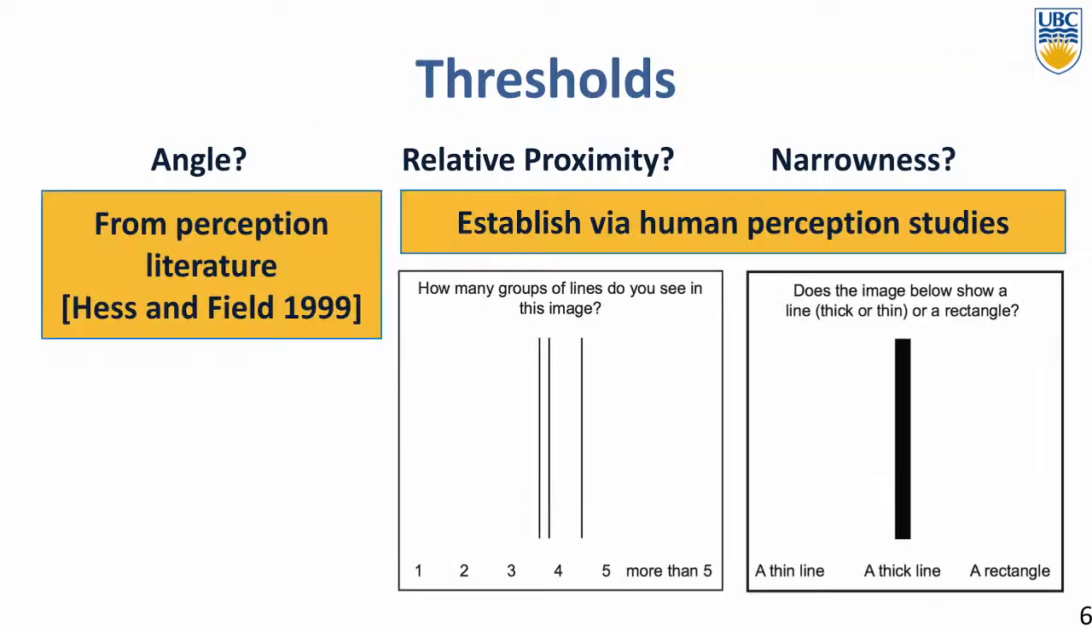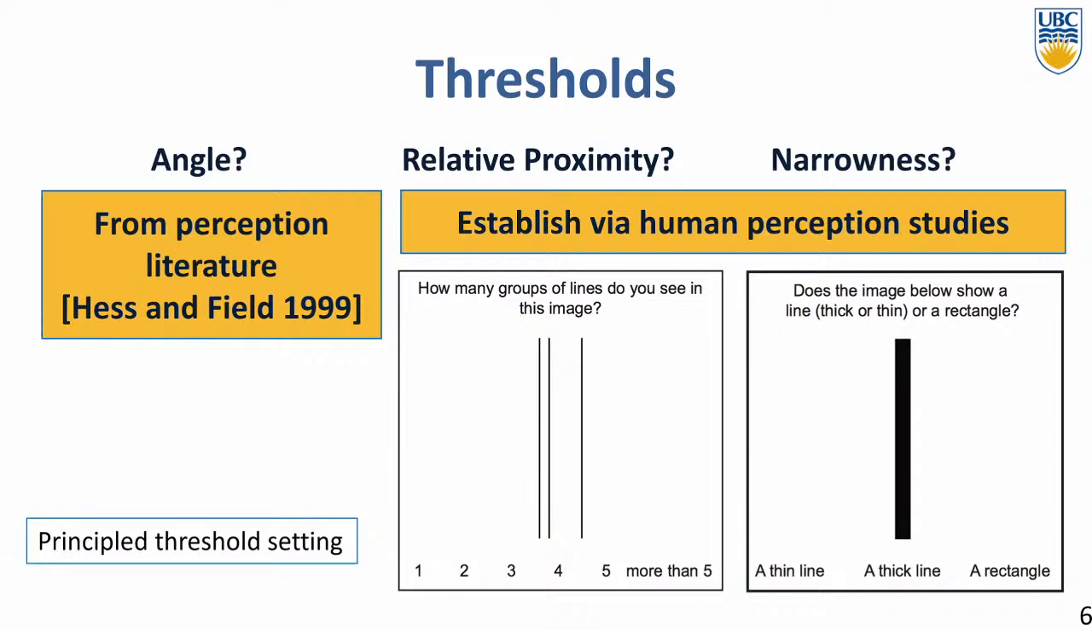Well, for angle, perception literature has done that analysis, and we can use that. For proximity and narrowness, we used human perception studies, where we asked a whole range of people different types of simplified questions which aimed to assess relative proximity. For instance, if you have 3 strokes here, at which point, based on the distance here versus the distance here, do you see them as 2 separate groups versus 1 group? Or for narrowness, at what point do you still see something as a line versus a rectangle? So what this gives you is a principled threshold setting.